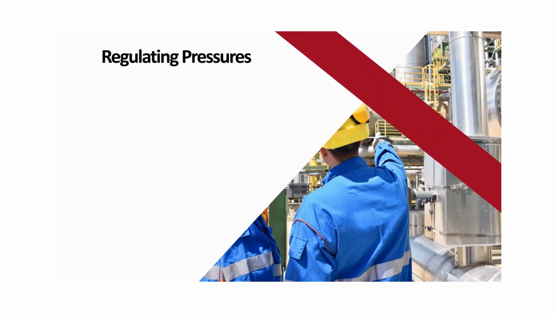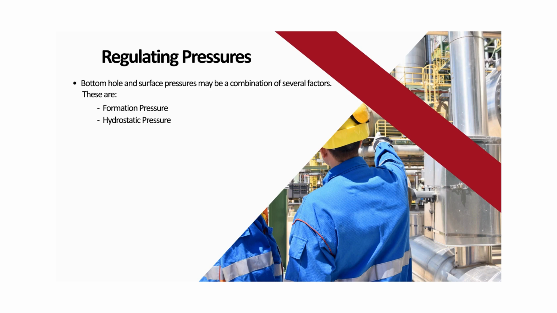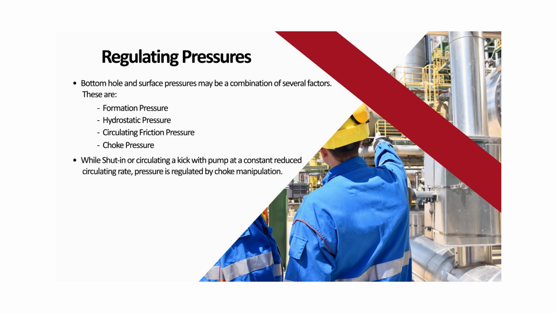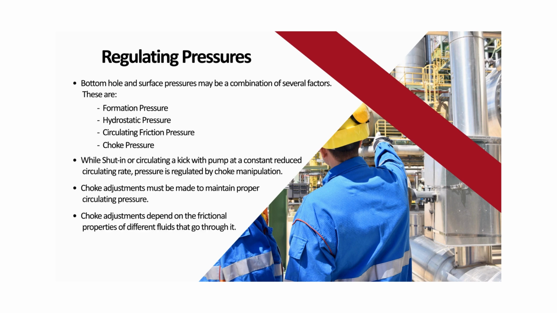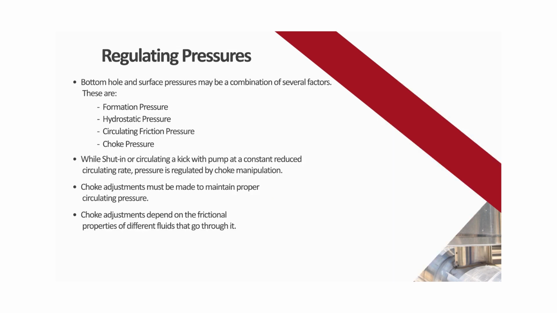Regulating pressures. Bottom hole and surface pressures may be a combination of several factors. These are formation pressure, hydrostatic pressure, circulating friction pressure, and choke pressure. While shut-in or circulating a kick with the pump at a constant reduced circulating rate, pressure is regulated by choke manipulation. Choke adjustments must be made to maintain proper circulating pressure. Choke adjustments depend on the frictional properties of different fluids that go through it.